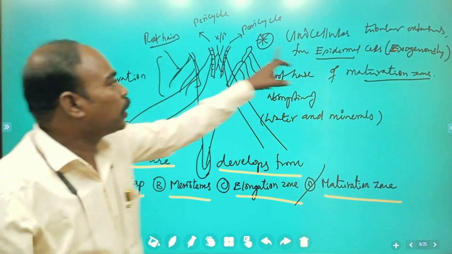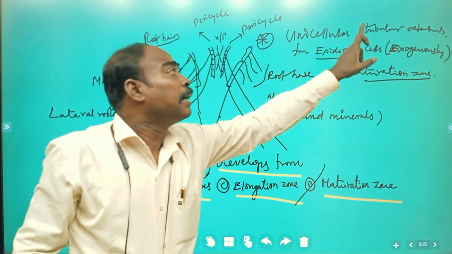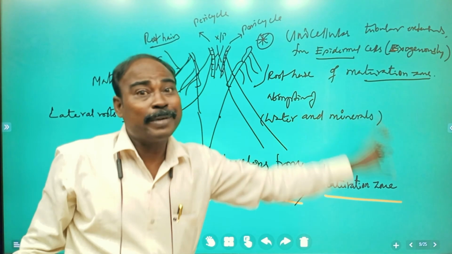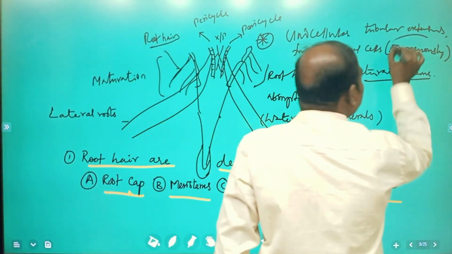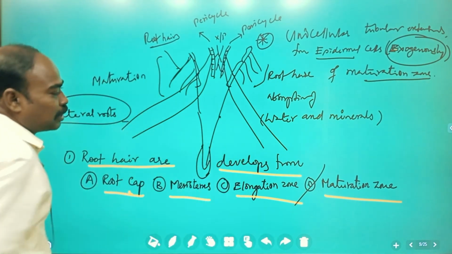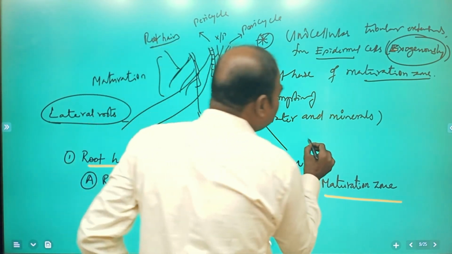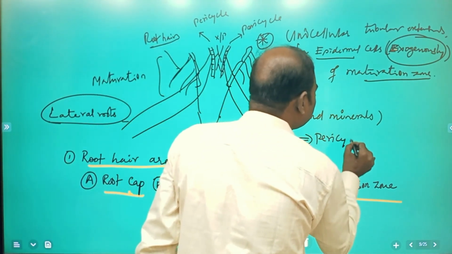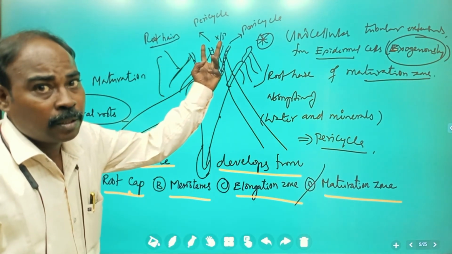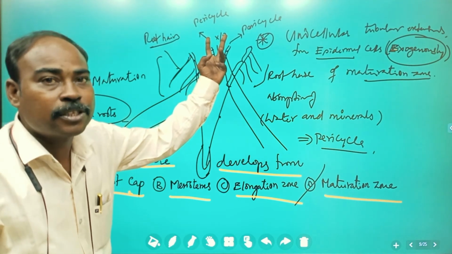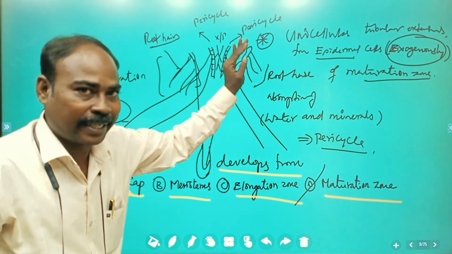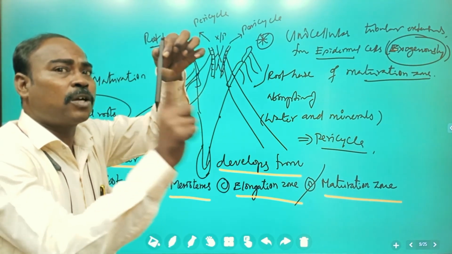Now compare. Root hairs are the unicellular tubular extensions of the maturation zone from epidermal cells only, developing exogenously, on the outer side. But these lateral roots are developed from the pericycle, which means the center part. The covering tissue of the vascular bundles is called pericycle. We discussed this in detail in anatomy. What is pericycle, what is xylem, what is phloem, right? So the centralmost area is surrounded by pericycle.